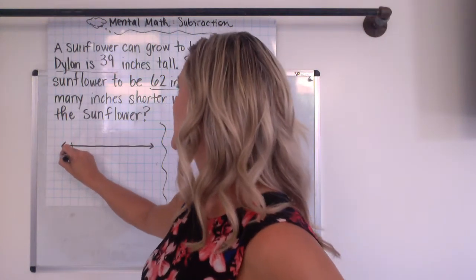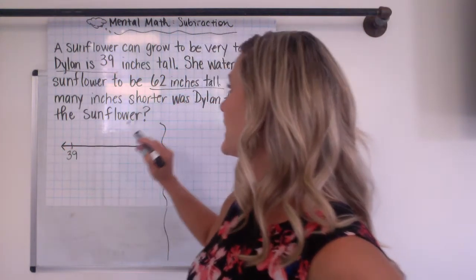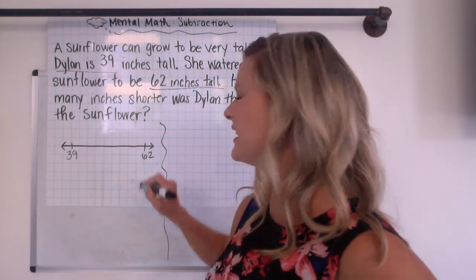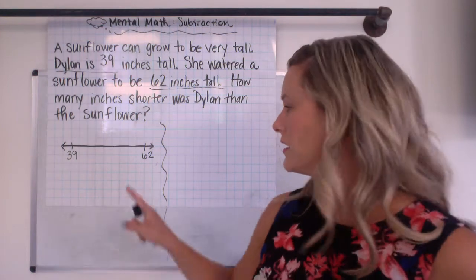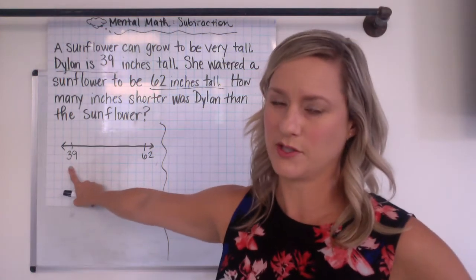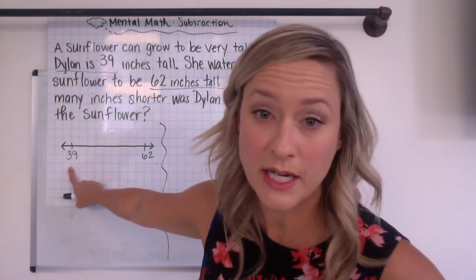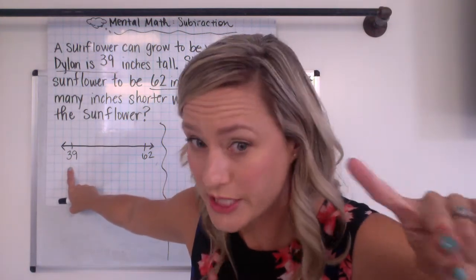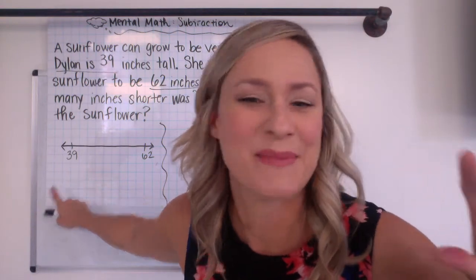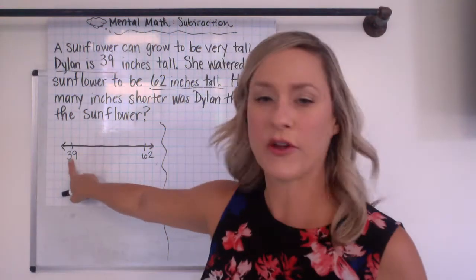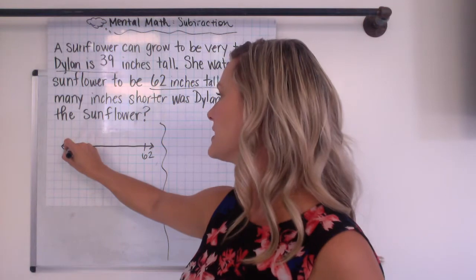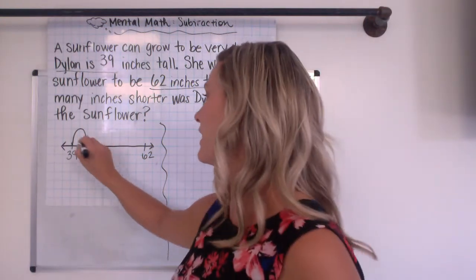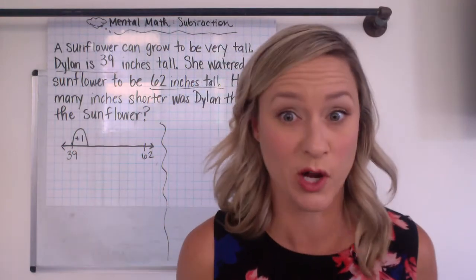Here's Dylan. Dylan's 39 inches tall. Here's the sunflower. It's 62 inches tall. We're trying to find the difference in height. Okay, so I know most of you are yelling at me right now in your minds. Don't yell out loud though, because what if you wake up your dog or your teacher? I hope your teacher's not sleeping. Just kidding. Okay, 39 plus 1 would make a friendly number. I know that, and I know you know that, so I'm going with it.